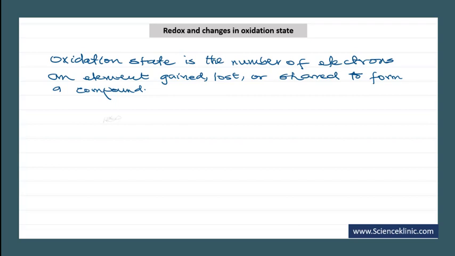So in the definition, we have some important terms. Number one is number of electrons lost, and also number of electrons gained and number of electrons shared. And if you remember redox reaction, it is also about electrons gained or lost. So it means we can relate oxidation state to redox reaction. But how do we do that? Before we can get into that relationship, we need to understand some rules for oxidation states.